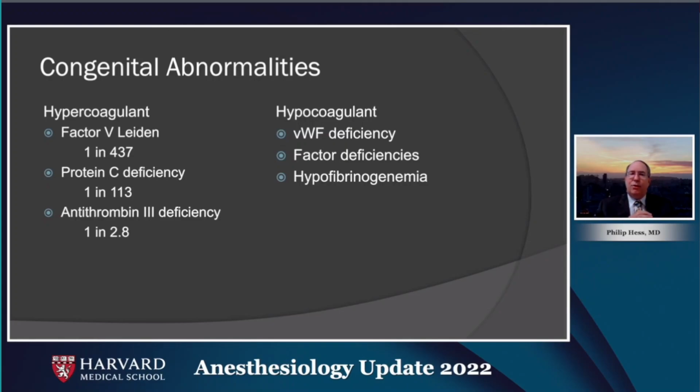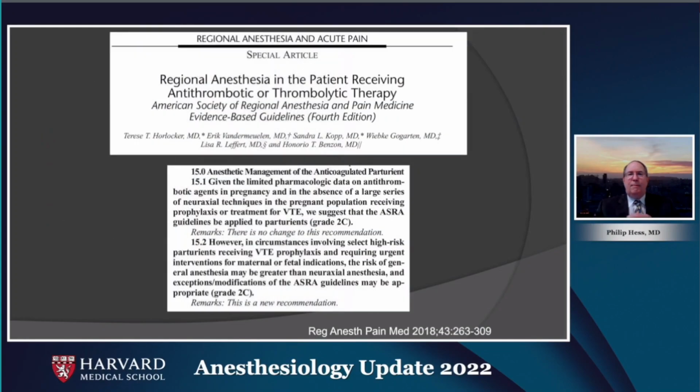And when they become pregnant, the chance of having major thrombosis, either arterial or venous, is dramatically increased. For example, people with antithrombin 3 deficiency have a 1 in 3 chance of having a major thrombosis in pregnancy, which means that we have to provide them with antithrombotic treatment.